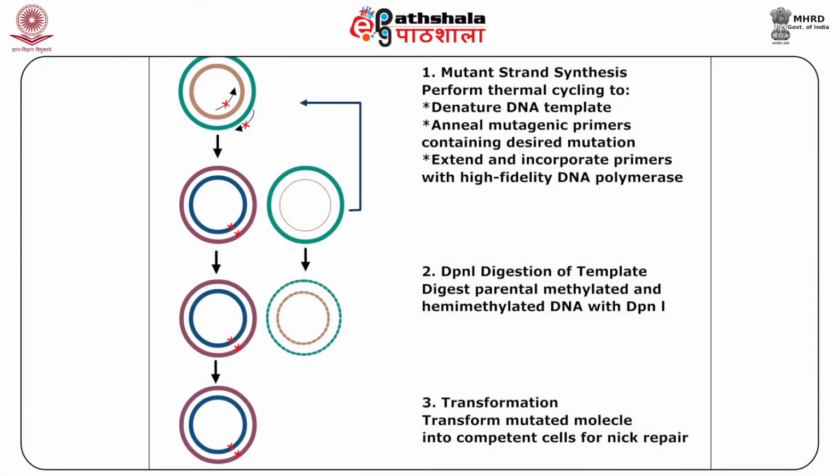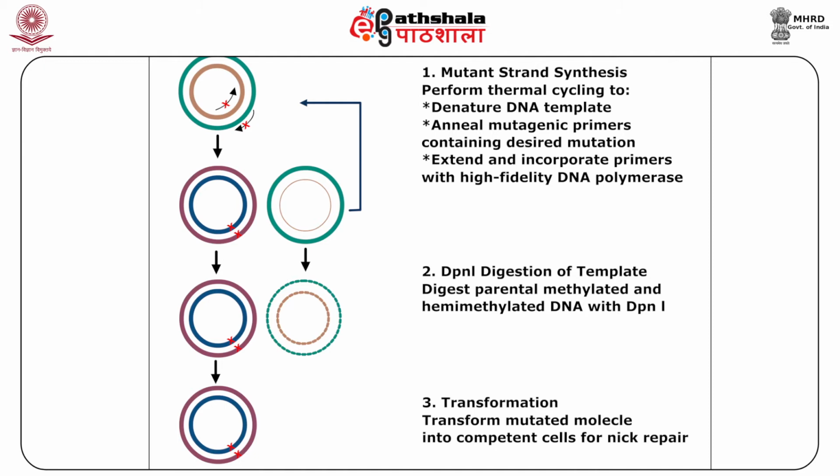We can see in this figure how mutant strand synthesis is carried out. This is the original parental DNA. These are the oligonucleotide primers. These red dots show where the mutations are. So this is the mutated DNA synthesized after the PCR reaction. Remember, there are no secondary mutations in this. Mutation is only present where we require it.